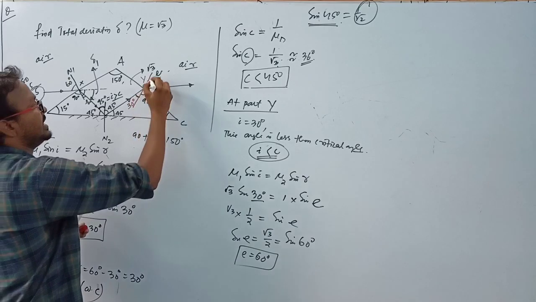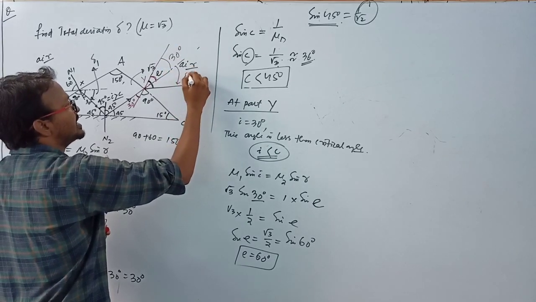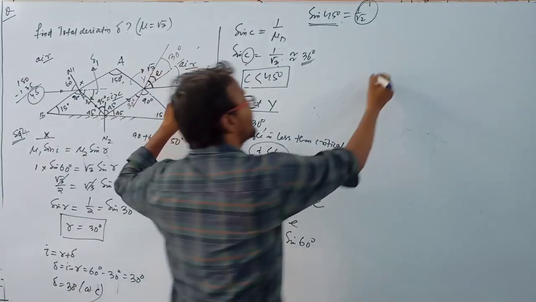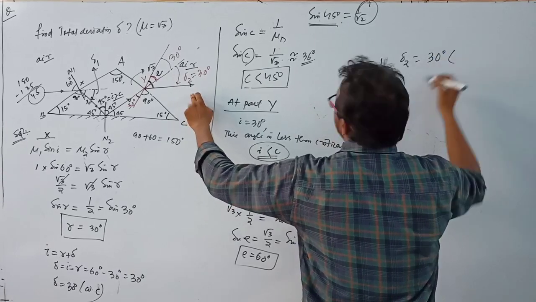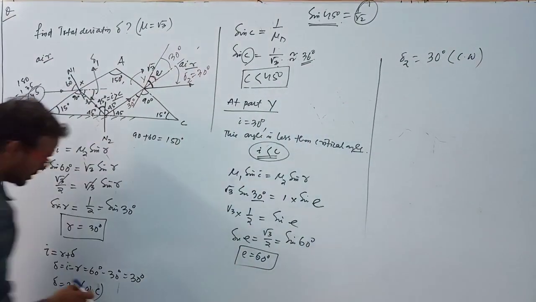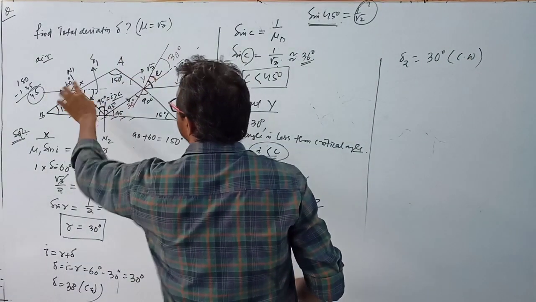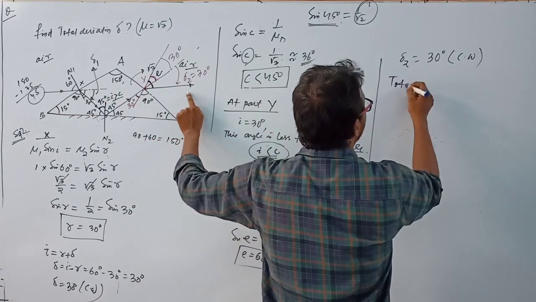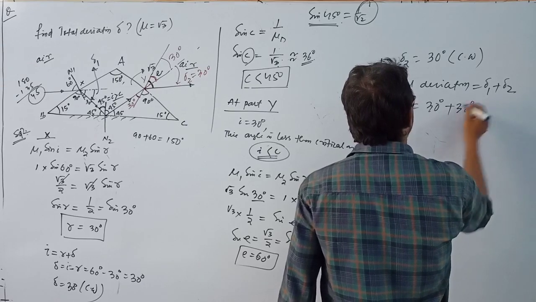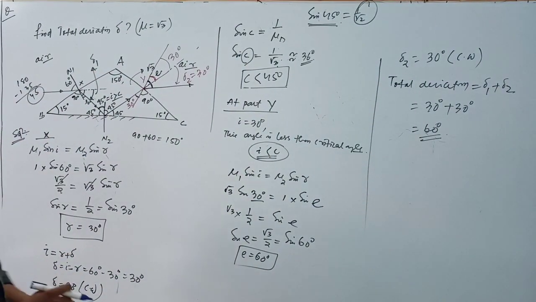Clear? Okay. If this angle is 30, then this angle is also 30 degrees, because this is the line of action. So this angle is also 30 degrees, and the deviation delta 2 equals 30 plus 30, which is equal to 60 degrees. Here the deviation delta 2 is 30 degrees, and it is also in the clockwise direction, deviating from its original path clockwise. So there are two deviations, delta 1 and delta 2. The total deviation equals delta 1 plus delta 2, that is 30 degrees plus 30 degrees, equal to 60 degrees. So the total deviation after suffering a number of refractions is equal to 30 degrees.